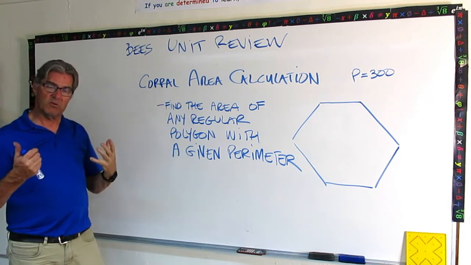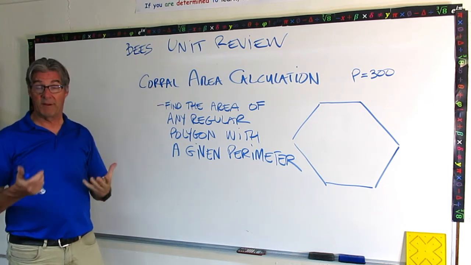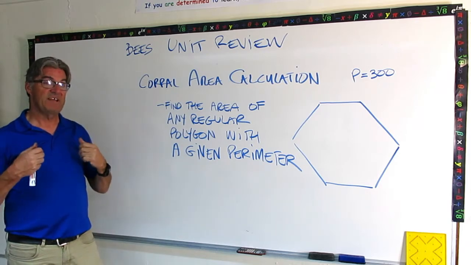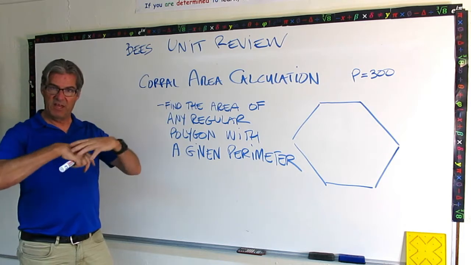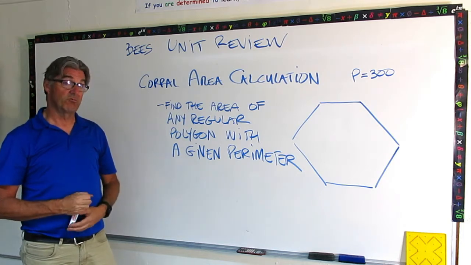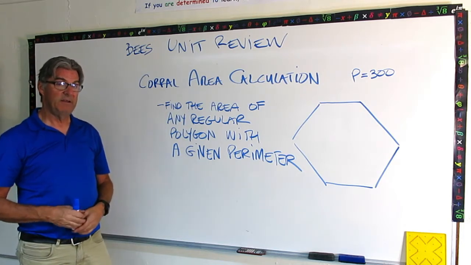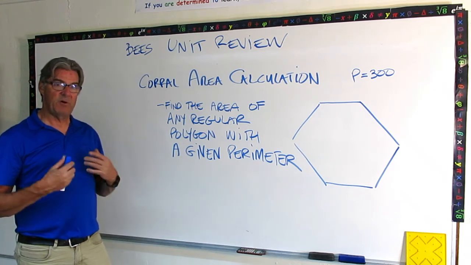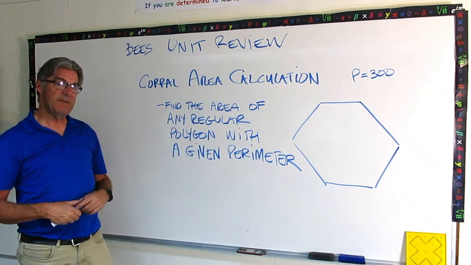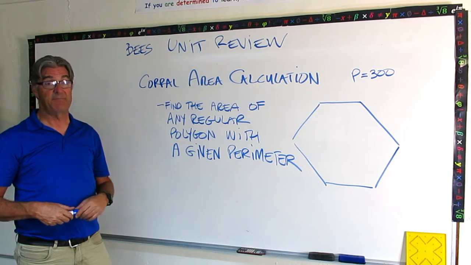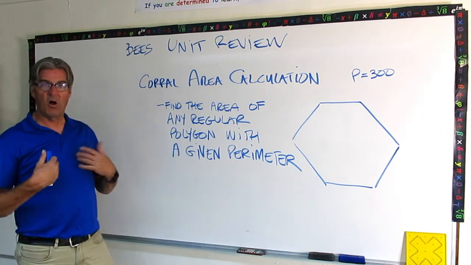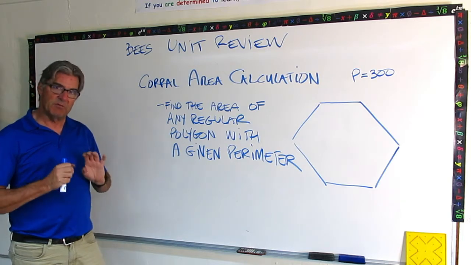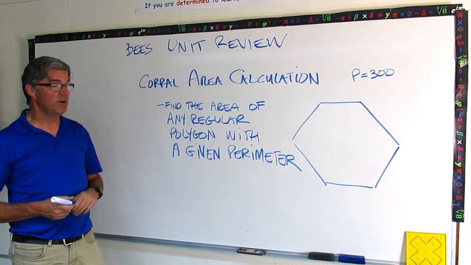How it worked was you were given a perimeter and you were asked to find area. And there was one other condition, that the thing that you were finding the area for was a regular polygon. A regular polygon is a polygon that has all the angles the same and all the sides the same length. So it's a hexagon, octagon can be regular, all those things. It needs to be regular so that you can do the math that we're going to do.